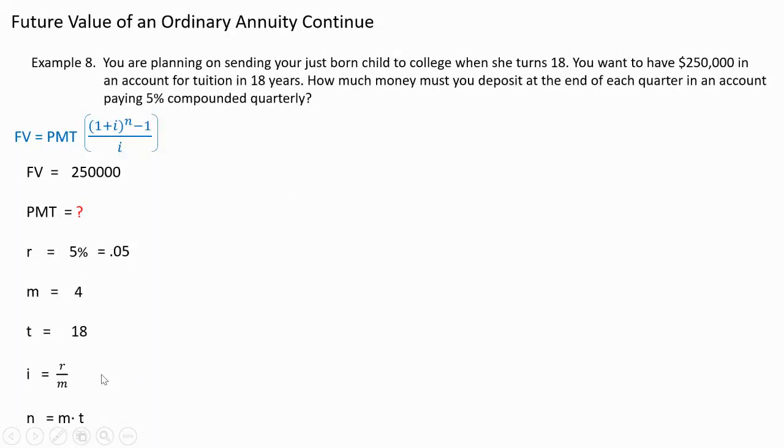Now let's do the I, right? The R divided by M. 0.05 divided by 4 gives us something real nice and finite, right? So it'll be 0.0125. And 4 times 18 will be your M, which is 72. So let's plug everything in.